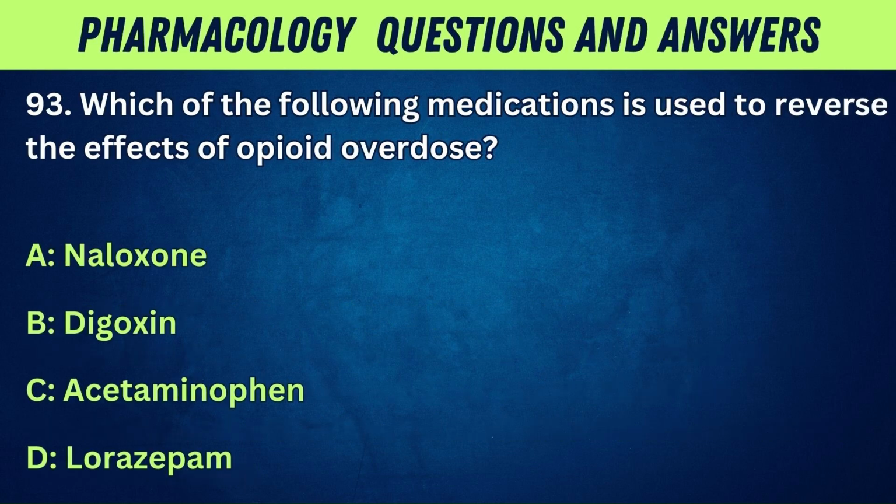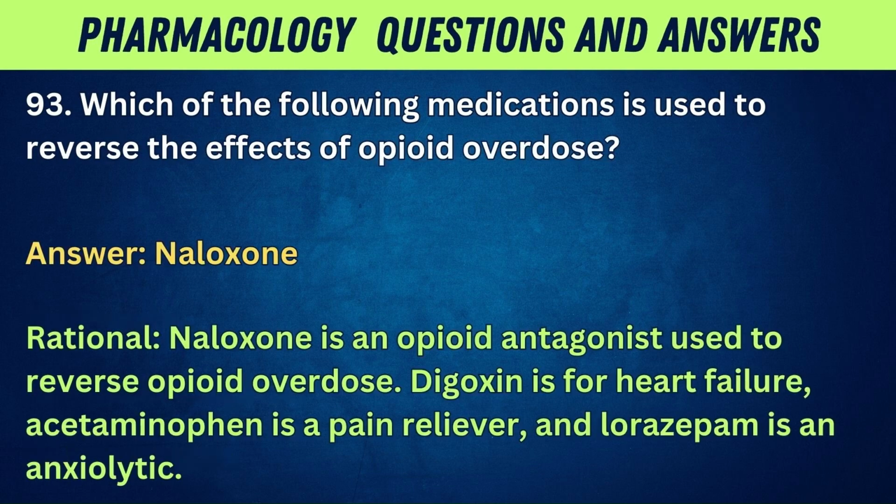93. Which of the following medications is used to reverse the effects of opioid overdose? A. Naloxone. B. Digoxin. C. Acetaminophen. D. Lorazepam. Answer: naloxone. Rationale: naloxone is an opioid antagonist used to reverse opioid overdose. Digoxin is for heart failure, acetaminophen is a pain reliever, and lorazepam is an anxiolytic.